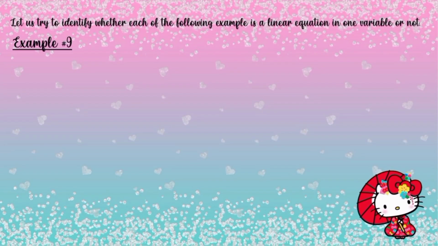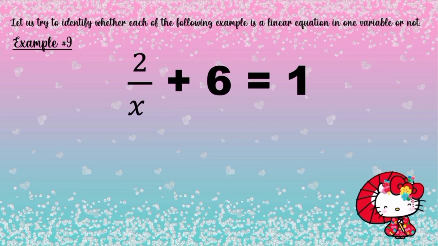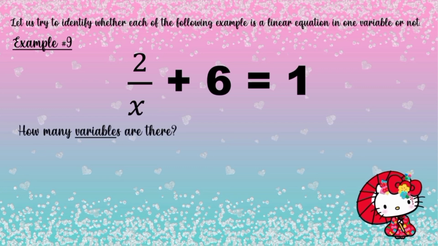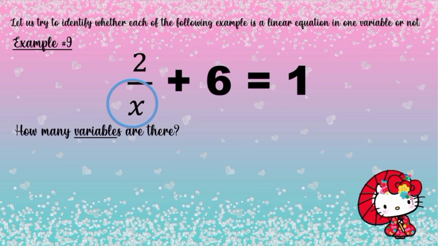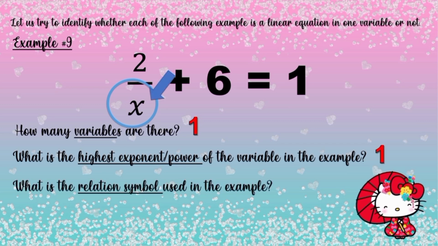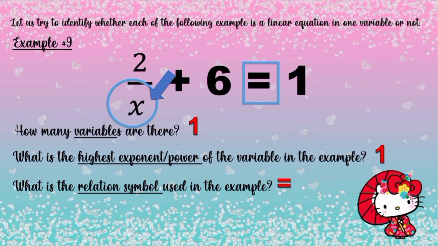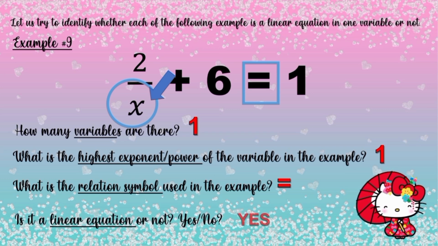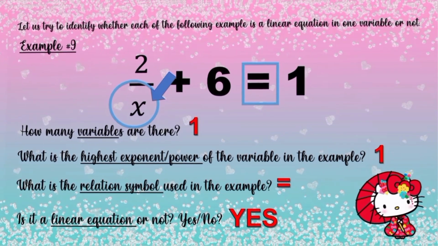Example number 9. 2 over x plus 6 is equal to 1. How many variables are there? We have x and that is 1. What is the highest exponent or power of the variable in the example? Our exponent is 1. What is the relation symbol used in the example? We use the equal symbol. Is it a linear equation or not? Yes, this is an example of a linear equation.